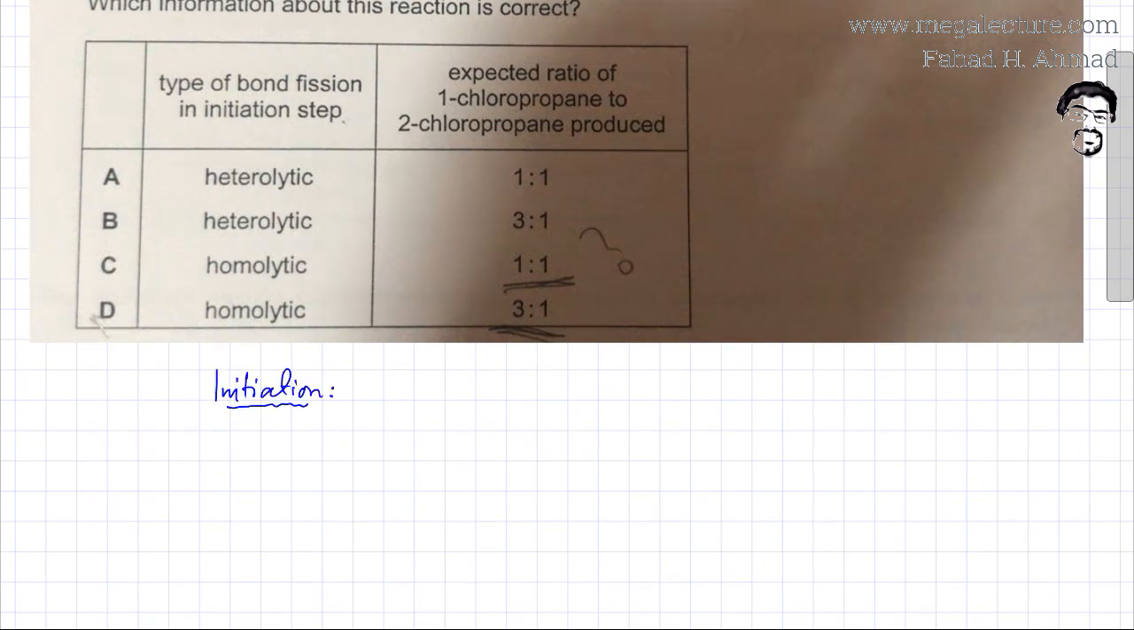The first step of this reaction is called initiation. Now, in initiation, there's a chlorine molecule, and in a chlorine molecule, both chlorine atoms are sharing a pair of electrons, and UV light or sunlight is going to break the bonds. So one electron goes back to one of the chlorines, the other electron goes back to the other chlorine.